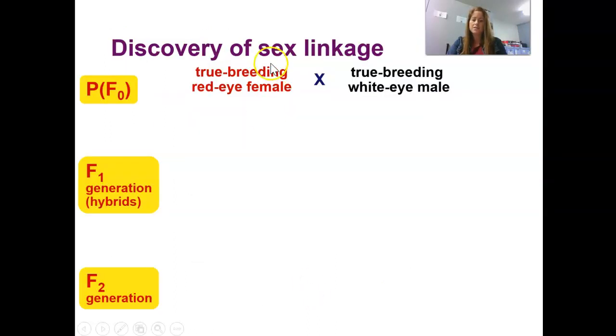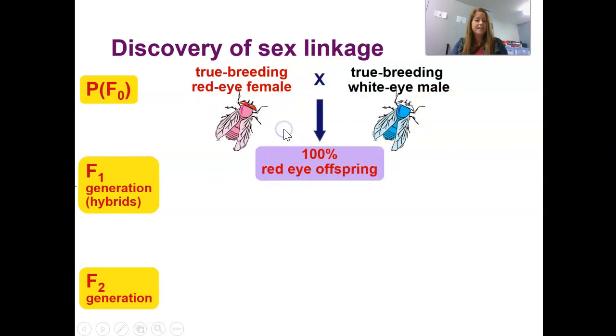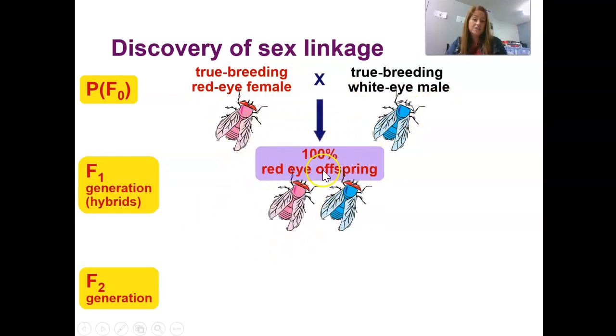So when he discovered this, he had true breeding red-eyed females. And I gave you a little buzzing sound there for you. So we have red-eyed females, and he had white-eyed males, and he let them cross-breed with each other. And in this F1 generation, he ends up with everyone having red eyes, which you would expect if it was a dominant recessive trait. So both the males and the females all end up with red eyes.